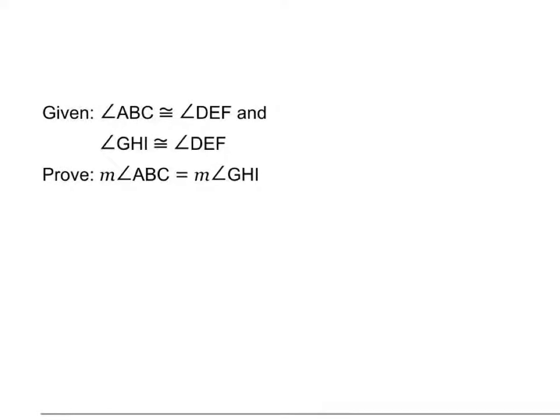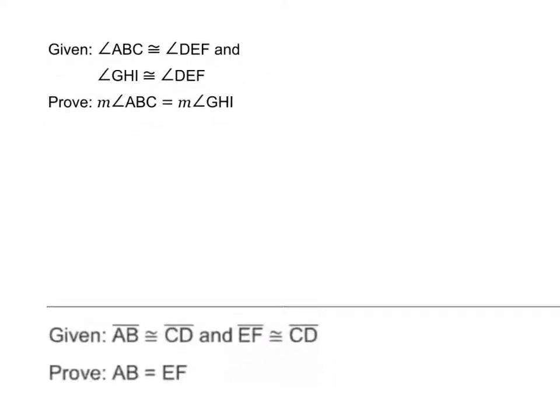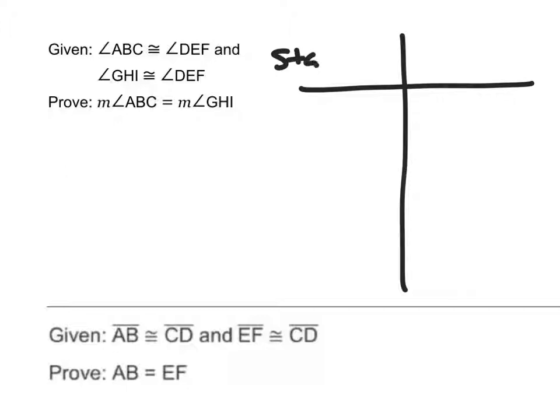Here's our proof. And remember how we write all this stuff down. We do a T-chart, and we write our statements and our reasons. The first statements that we want to write down are our given statements. So number one, I'm going to write down that angle ABC... Statements, and then reasons.